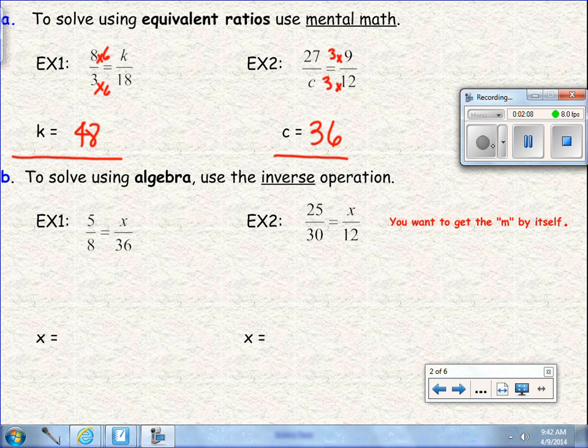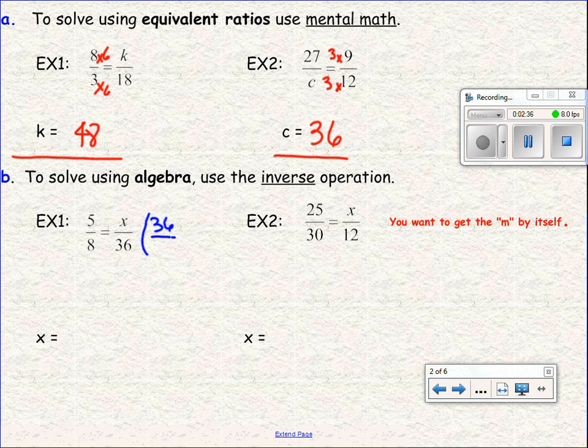Use the inverse operation. And see what I have in the note here. You want to get the M by itself. You want to isolate the variable. So when the instructions say use algebra to solve, you do not use equivalent fractions. You do not use the next step in C. You use algebra. So, for example, I'm going to do the inverse operation. So I'm going to multiply each side by 36.